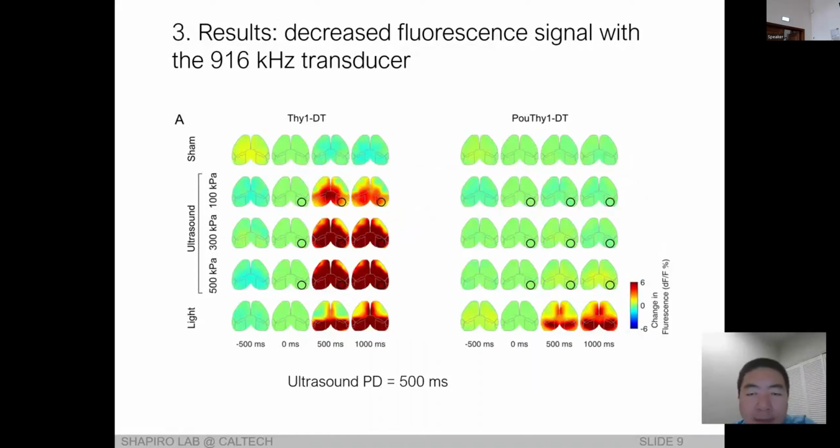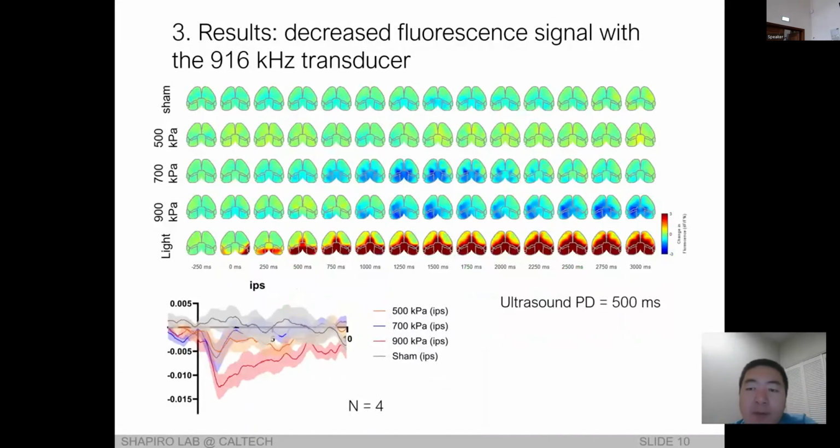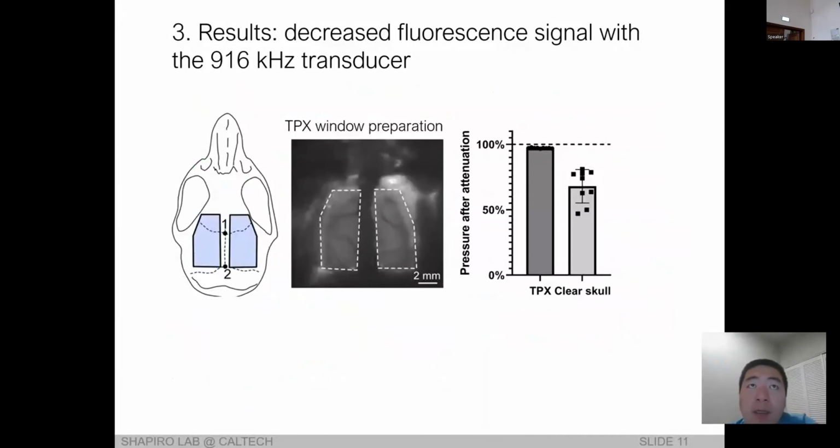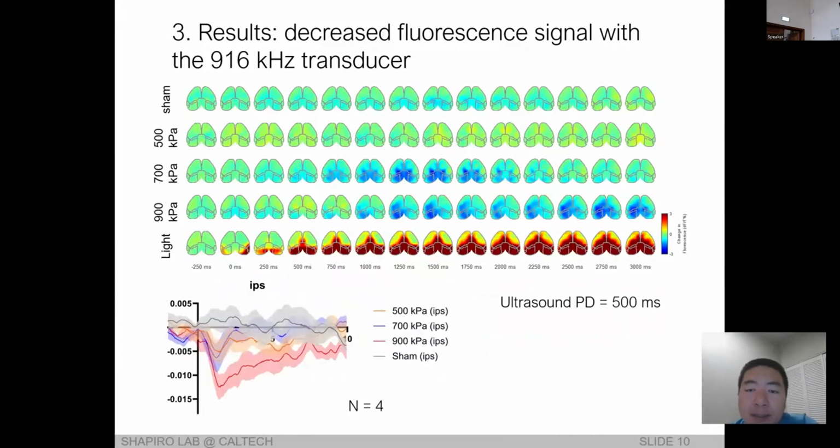Since the 270 kHz transducer still caused sensory confounds in deafened mice, we switched to a 916 kHz transducer, which has a much smaller focus. We found that the sensory confounds were successfully eliminated. However, we didn't observe any direct activation with ultrasound. Moreover, when further increasing the pressure to 1 megapascal, we started seeing the decrease of fluorescent signal instead of evoked calcium responses.